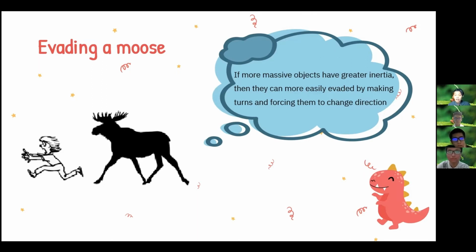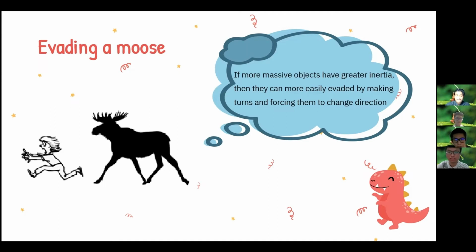Based on the dialog box, if more massive objects have greater inertia, then you can more easily evade them by making turns and forcing them to change direction. How would you like to evade an attacking moose? Are you trying to run alone with scariness? I have a suggestion. Maybe we should run in a zigzag shape to lengthen the time taken for the moose to chase after us. Good one.